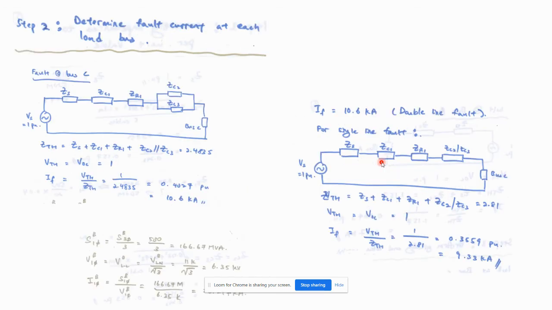Right. And in step 2, we want to determine the fault current at each of the load buses. Why do we want to determine the fault current? Because we need to have the fault current level. Then only we can determine what is the setting for our relay. All right, so in the next video, we will look at how we are going to perform fault current analysis.